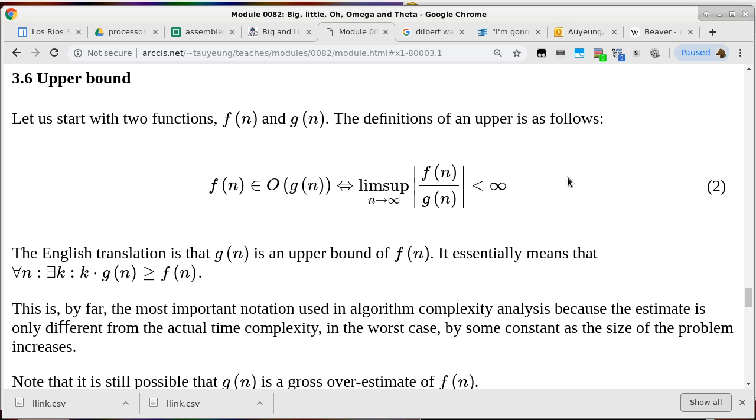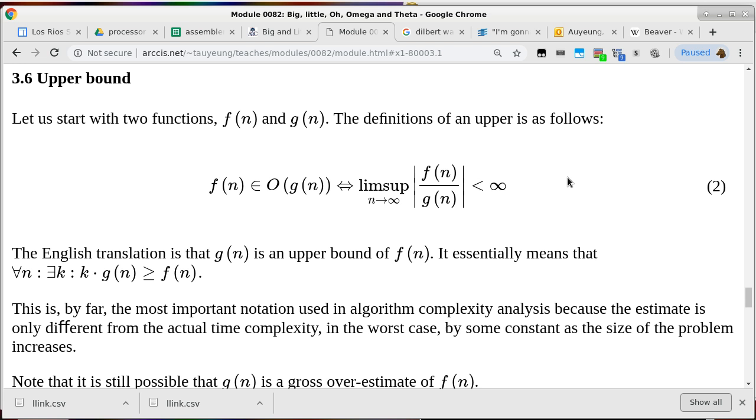The limit superior of the ratio of f of n divided by g of n has to be less than infinity. Yep. I don't understand less than infinity. It means it is not infinity. And is it like a real number? It means it has to be a specific number. Is that okay?